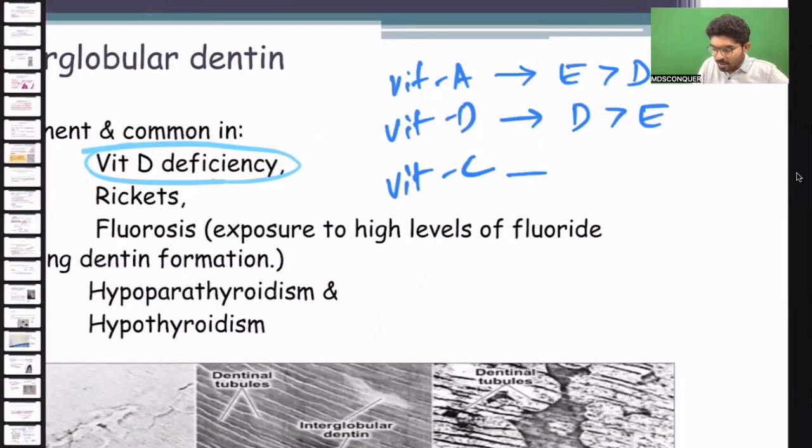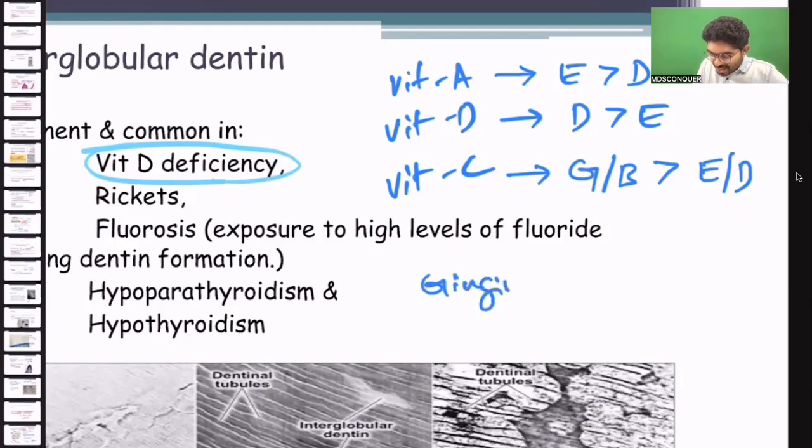C is more inclined to gingiva, bone, then enamel and dentin. Okay. Now one more question, right? Gingiva, which vitamins?